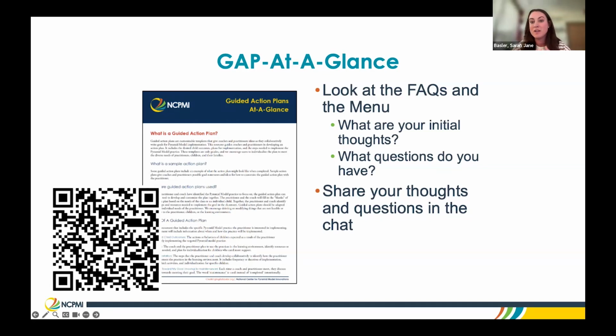So if your focus of coaching is something specific like curriculum fidelity or math or literacy, things like that, this tool is really focused on Pyramid Model practices. So that's kind of a yes, and maybe not.